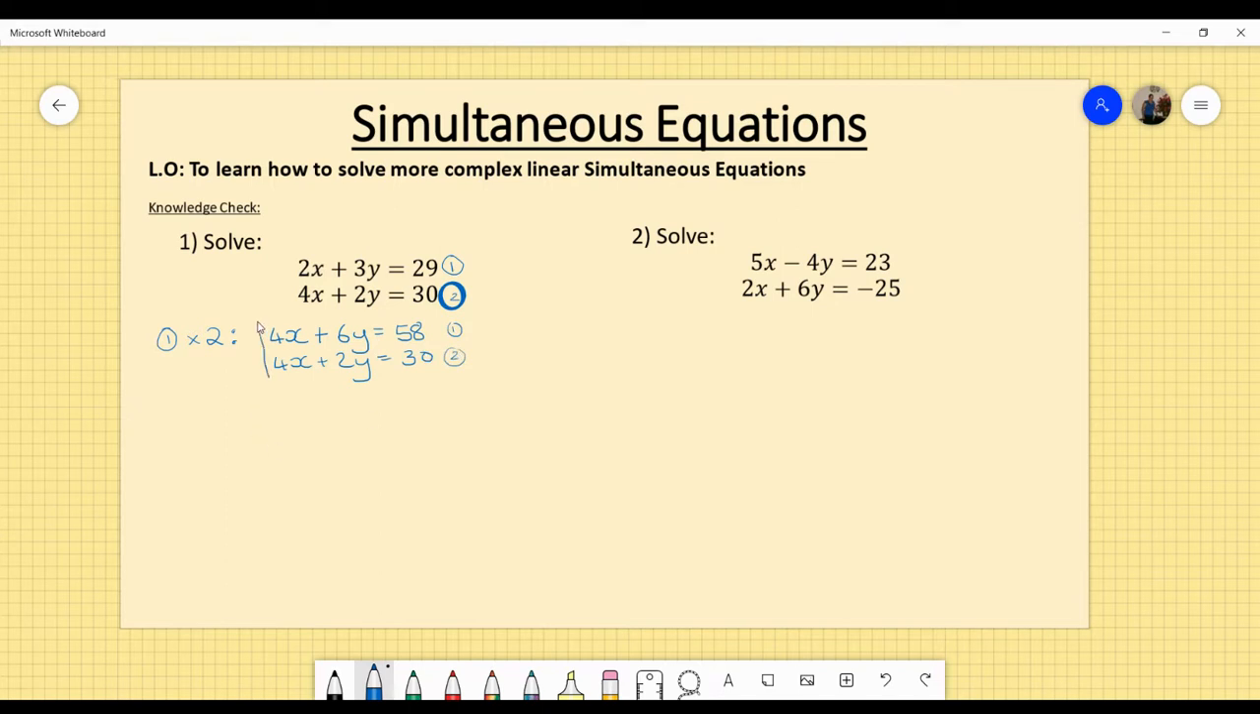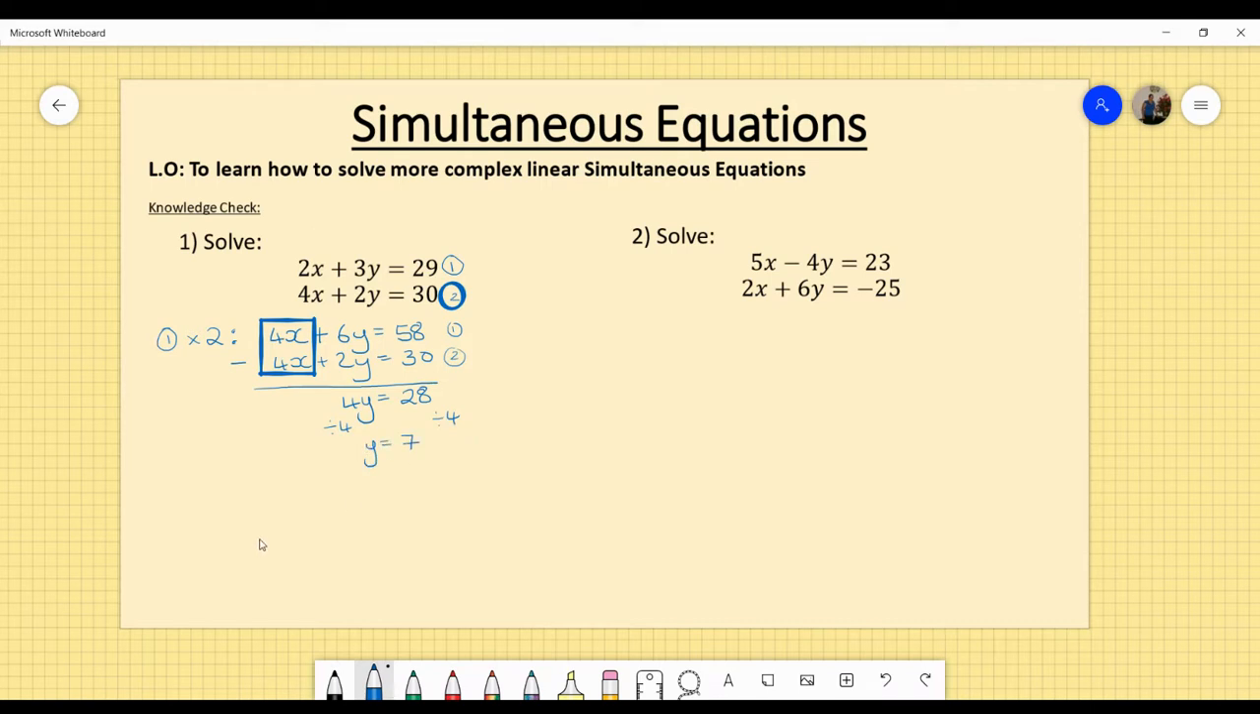Right, these are the two that I have the same. Both of them are positive, so therefore the signs are the same. Okay, and because our signs are the same, we're going to subtract. So remember we do this like column method. So 4x take 4x gives me 0x, so I've eliminated my x's, which is what I was aiming to do. I've then got 6y take 2y, so that's going to give me 4y. And then 58 take away 30 will give me 28. Then I need to solve to find y, so I'm going to divide both sides by 4, and that will give me y equals 7.